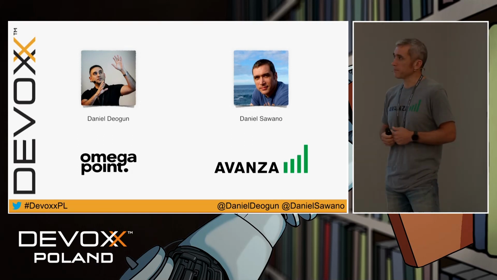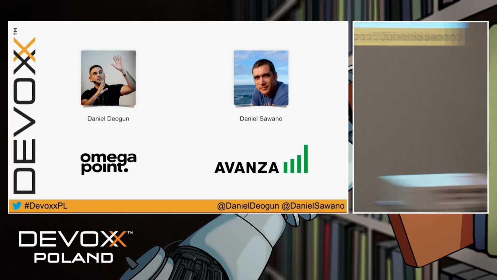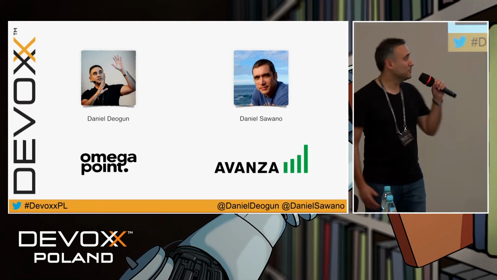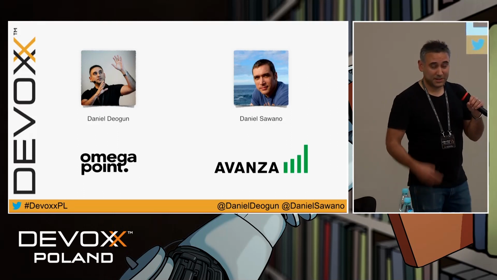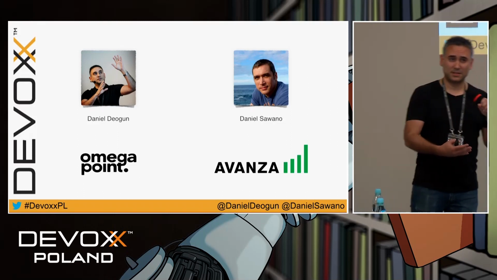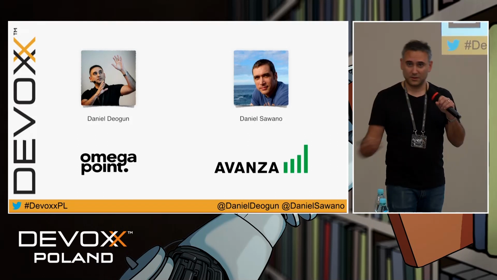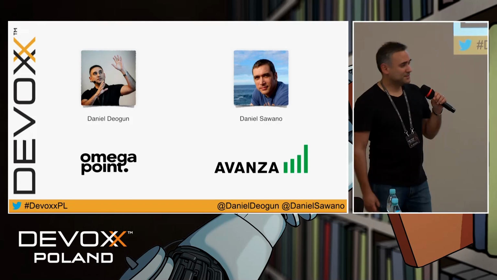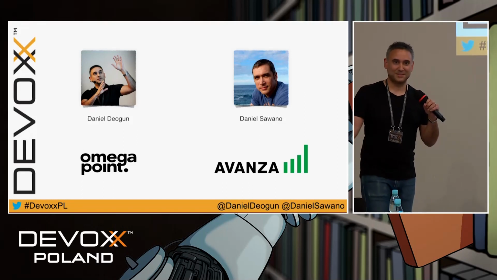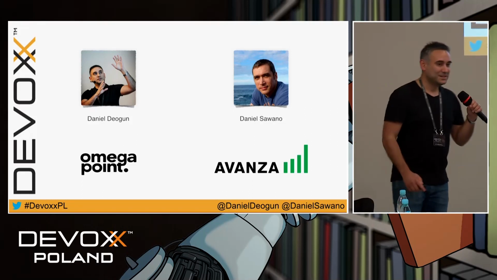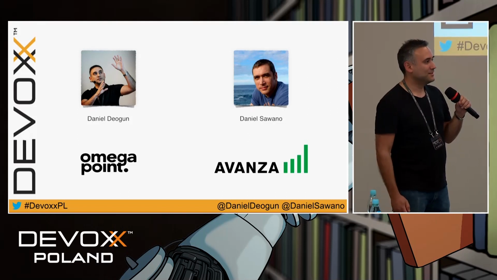And who are you? Well, my name is Daniel Deogun. I'm from a consultancy firm called Omega Point, that's in Stockholm, Sweden as well. I specialize in the crossing between application development and security. And I guess you guys can Google us if you're interested. I think this is the boring part. So let's go into the fun stuff.